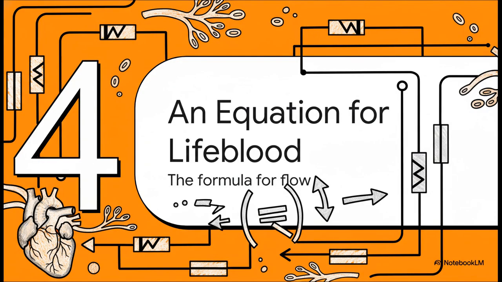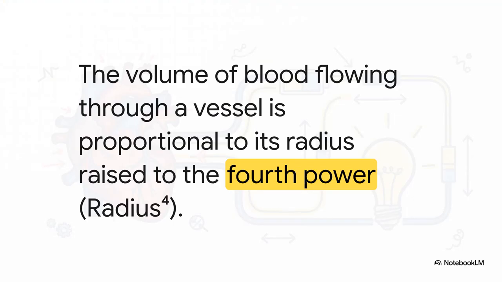Okay, so by translating biology into these circuit parts, we can finally stop just describing the system and start, well, calculating it. And it all boils down to one single, incredibly powerful equation. It's a principle from fluid dynamics called Poiseuille's law. And what this law shows is, honestly, it's stunning. The amount of blood that can flow through a vessel isn't just tied to its radius, or even its radius squared. It's proportional to the radius raised to the fourth power.